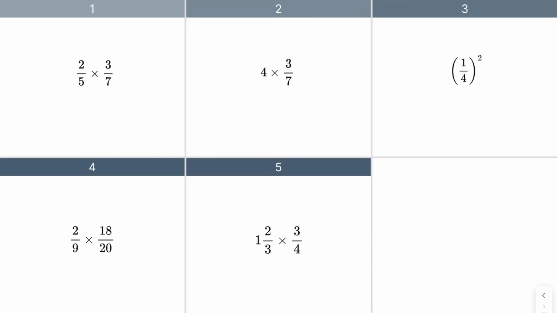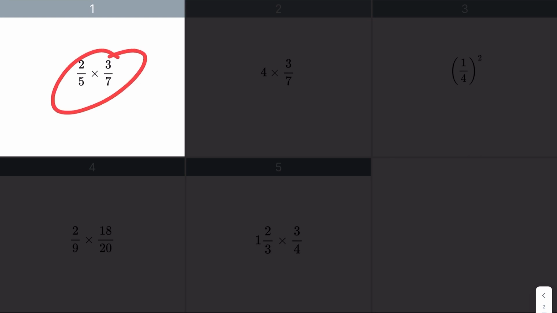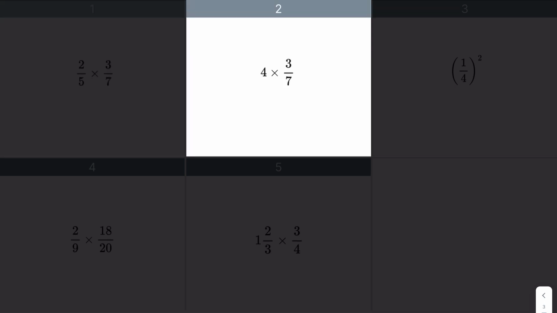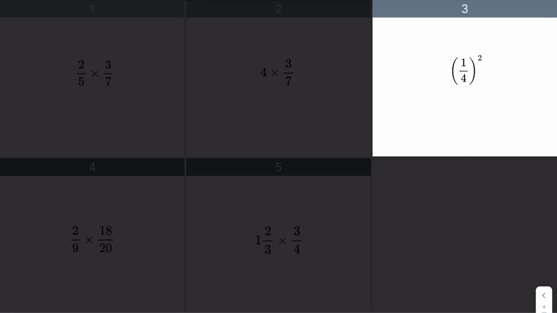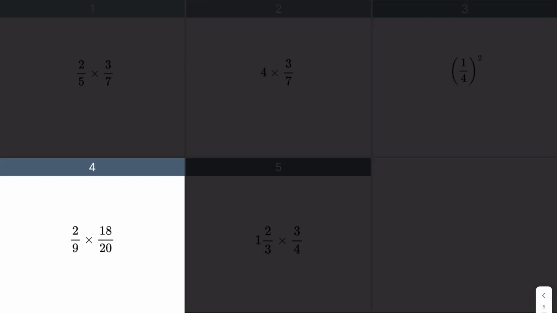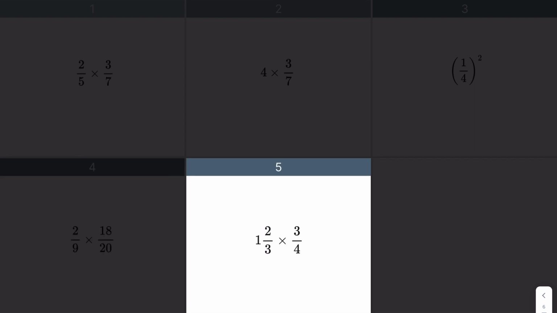Multiplying fractions is what we're going to look at in this video. It's split into 5 parts. So we're going to start off by looking at simple examples like this. And then we're going to move on to looking at, well, how do you multiply a whole number by a fraction? And then what do you do with the squared sign? And then look at slightly harder numbers where we can cancel down to make our life easier. And then finally look at mixed fractions.